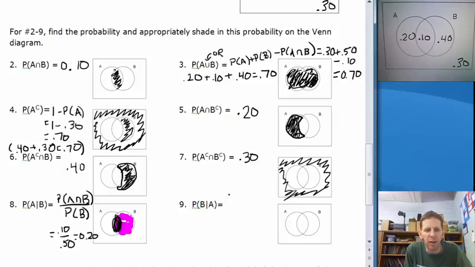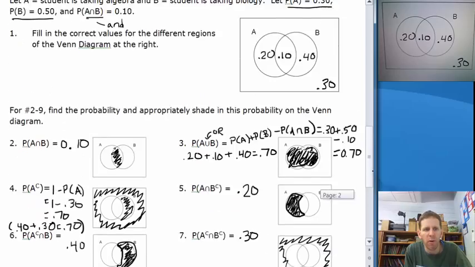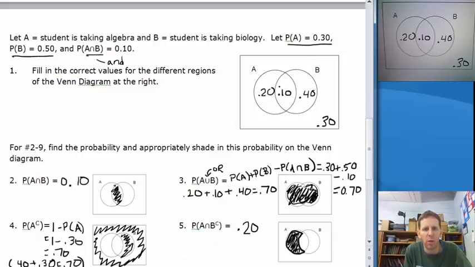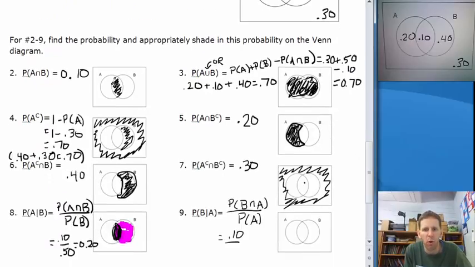The probability of B given A is going to be the probability of B and A divided by the probability of A. Now the probability of B and A is still this intersect region, which is 10%. This time it's going to be out of what's in circle A. We've already established circle A as being 30%. So we're going to do 0.1 over 0.3. This is 1/3, or 0.3 repeating.